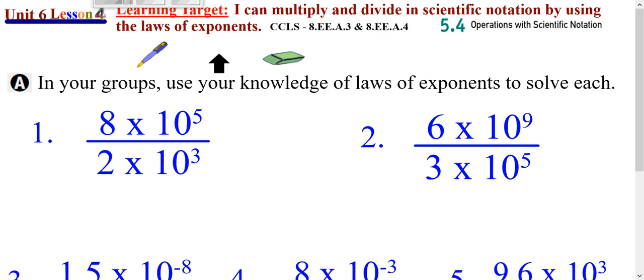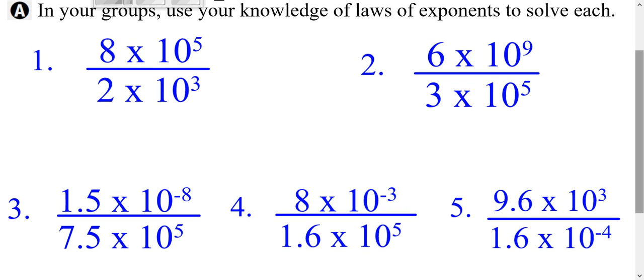All right, now division, it works exactly the same way, except instead of multiplying the coefficients, you're going to divide them. And instead of adding the exponents, you're going to subtract them. Be very careful when you have negative exponents, because with subtraction and negative exponents, it gets tricky. So let's do number 1 together.